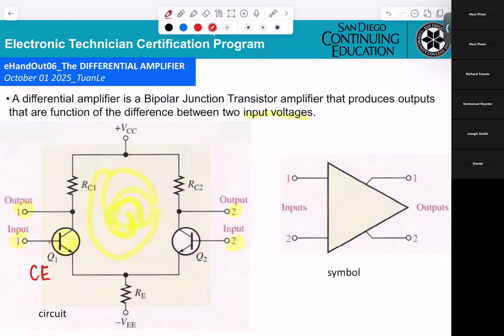Looking at the input sine wave here and the output sine wave, however, they are opposite, 180 degrees out of phase. That's basically the minimum thing you have to memorize.